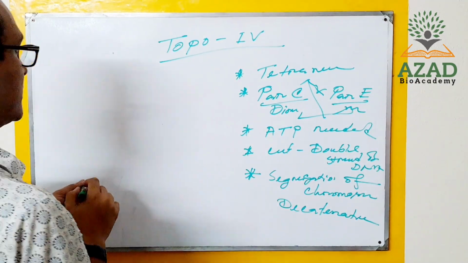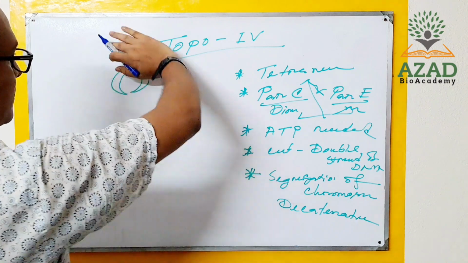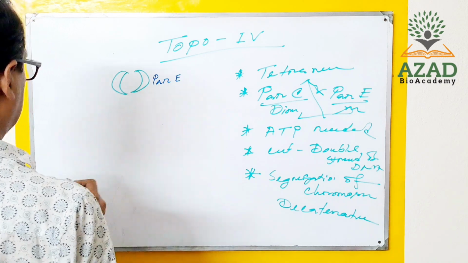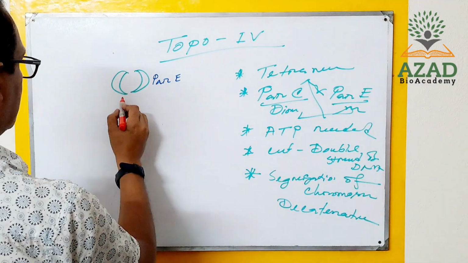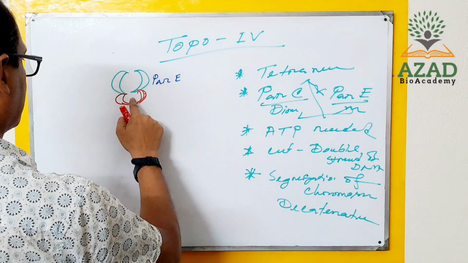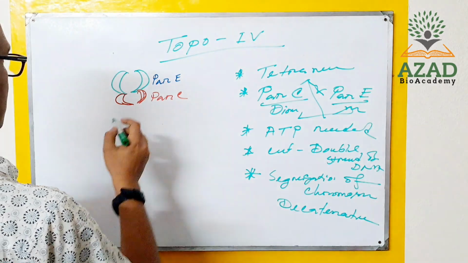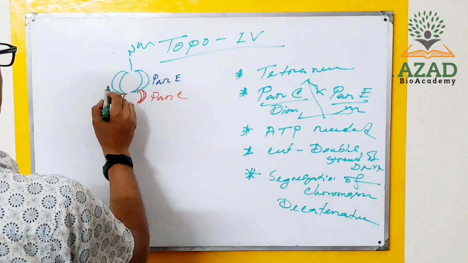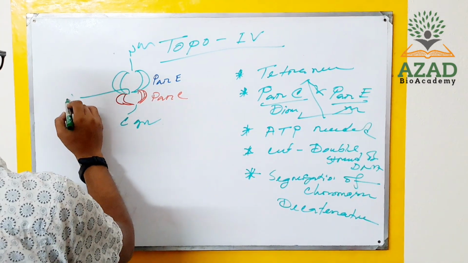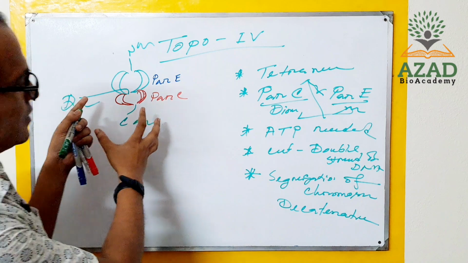So structure is also similar. That means it has two arms, the upper part, you can say this is ParE, and here another part, that is ParC, and this is the N gate, this is your C gate, and this is your DNA gate, just same as topoisomerase 2. But the main functional difference is segregation.